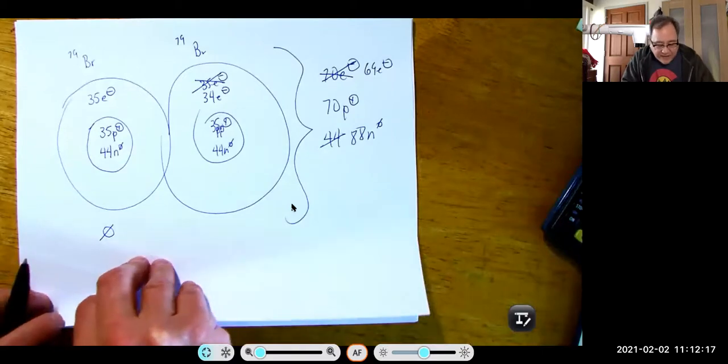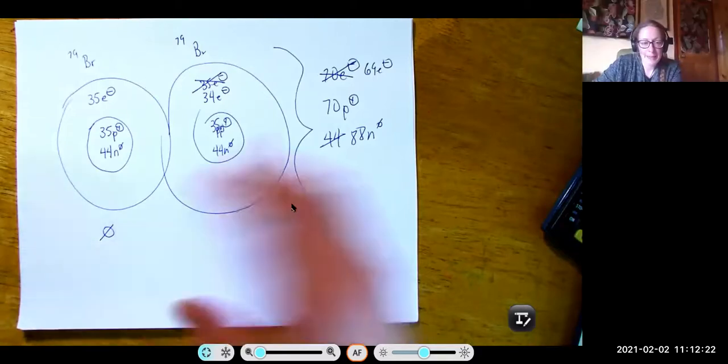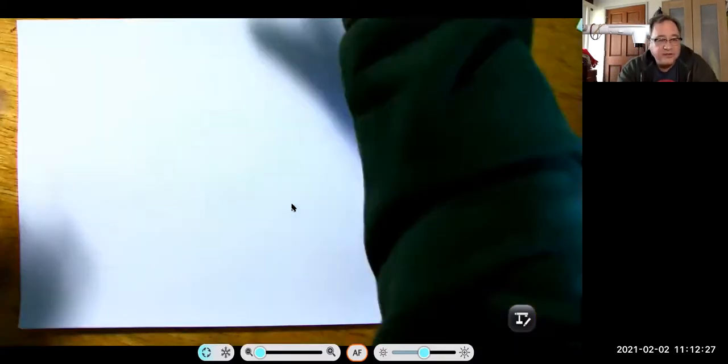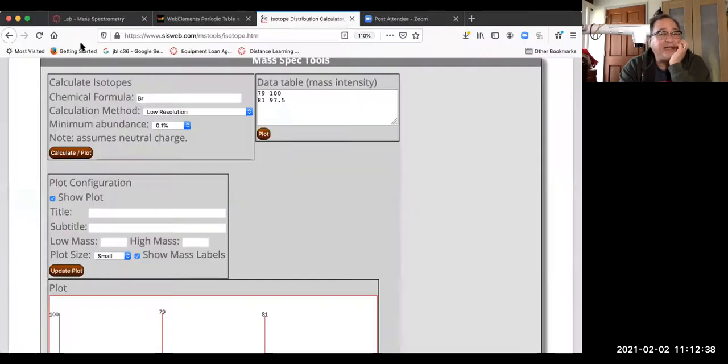Does that kind of help you with that idea, Alice, of what's going on? Yes, it does. You don't have to split it apart. Okay, so shall we test our hypothesis? Yes, let's do it. I'm going to go back to the web browser, and I'm going to type into here Br2. Now, there's no way to do a subscript on this. So you just type B lowercase r and then 2, and a little drum roll. Let's see what we get.